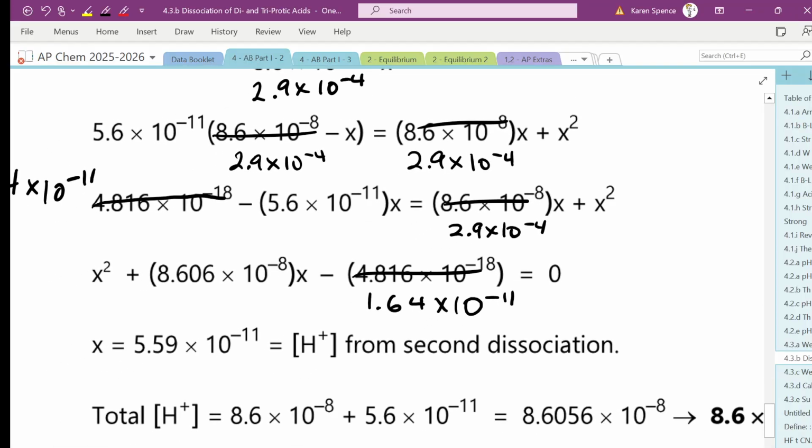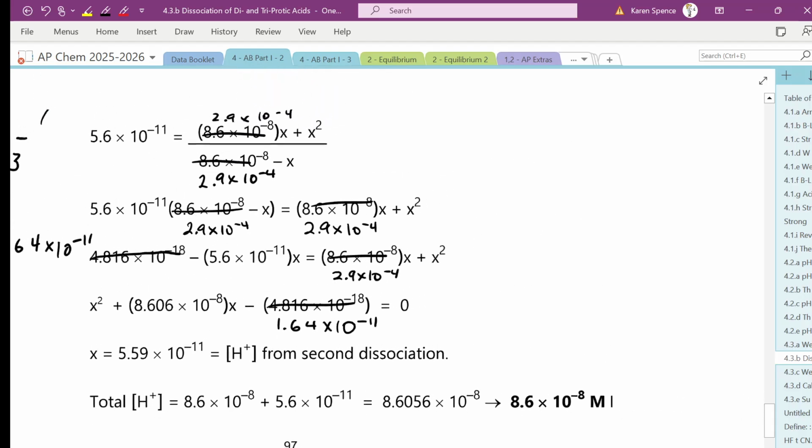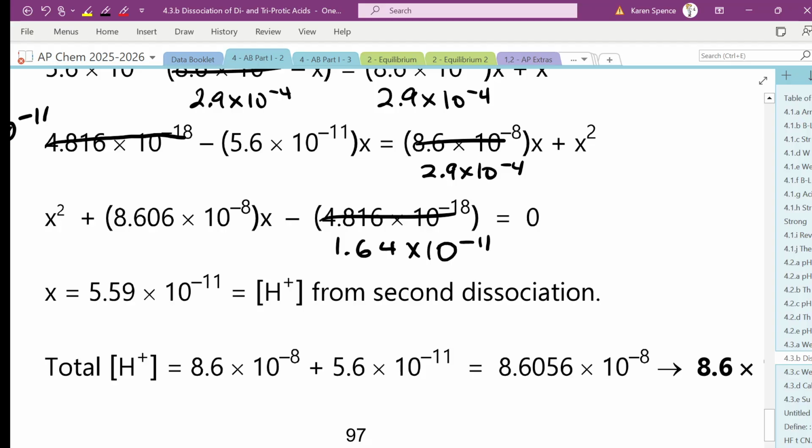And then I need to take my 2.9325 times 10 to the negative 4 plus 5.6 times 10 to the negative 11 equals 2.9325 x.